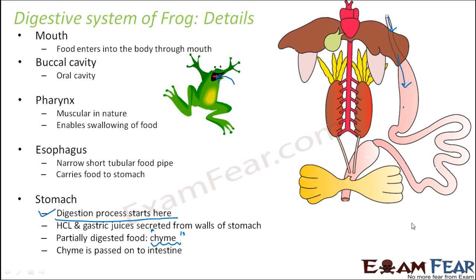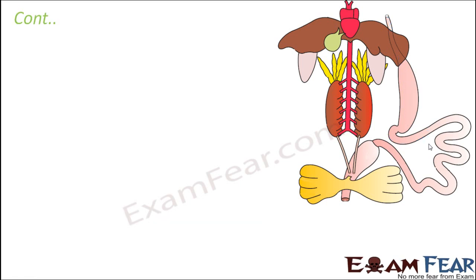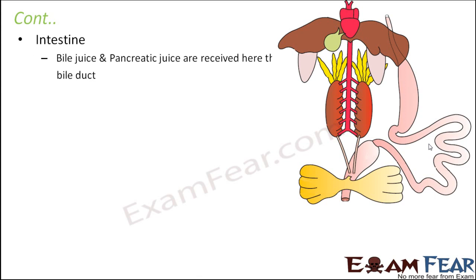This chyme then passes into the intestine. And what happens at the intestine? Here again, this is the main site of digestion and absorption. Bile juice and pancreatic juice are received here through the bile duct. Now in the intestine, actual digestion takes place. But for actual digestion to happen, you need some enzymes which can digest fats, proteins and carbohydrates, because they are all present in the food which a frog eats.